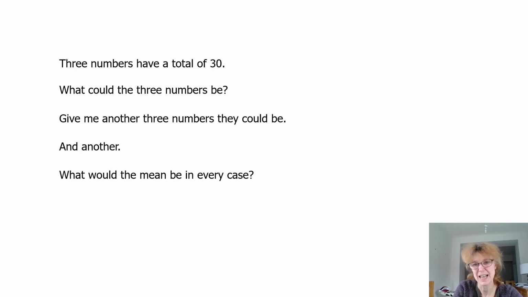So you could have said 10 and 10 and 10. You could have said 9 and 11 and 10. You might have written down 7 and 7 and 16. There are lots and lots of other combinations of three numbers that add up to 30. But what would be the mean in each and every case?